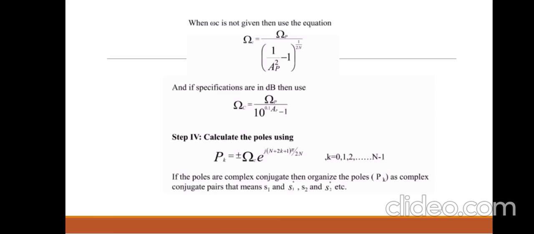Then we will calculate the poles. Poles will be calculated according to the formula Pk. Pk will represent the poles. Pk is equal to plus minus Ωc e to the power j(N plus 2k plus 1) into π by 2N, where k will be from 0, 1, 2 up to N minus 1. We will put the values of k one by one from 0 to N minus 1, and we will find the values for the poles.